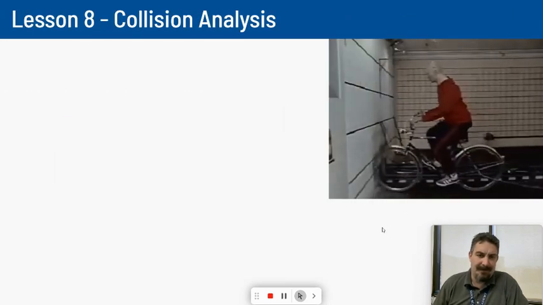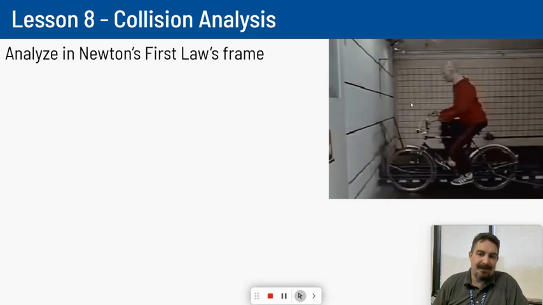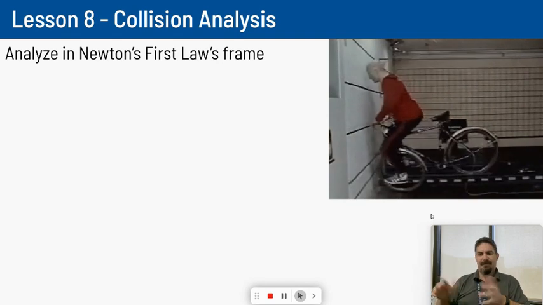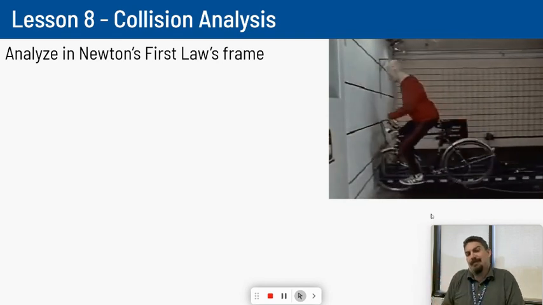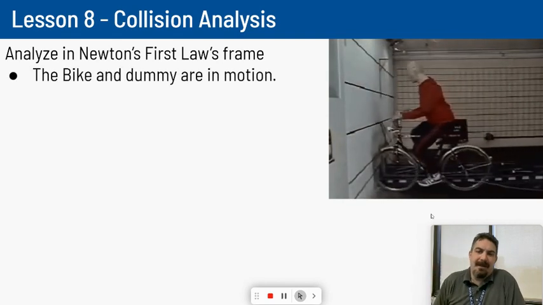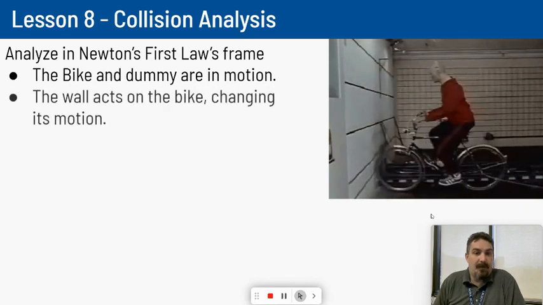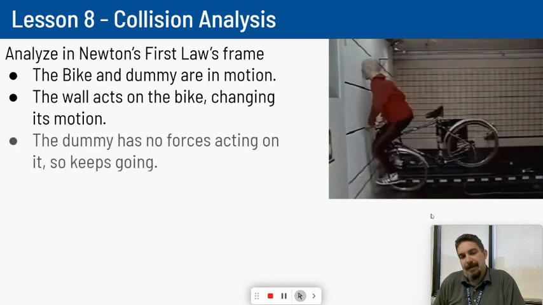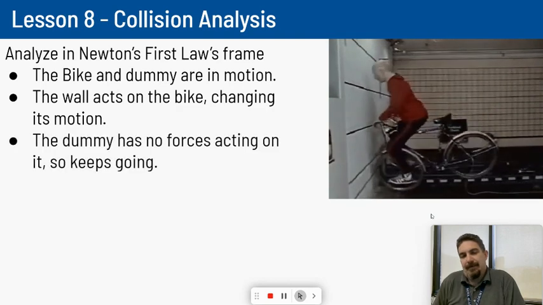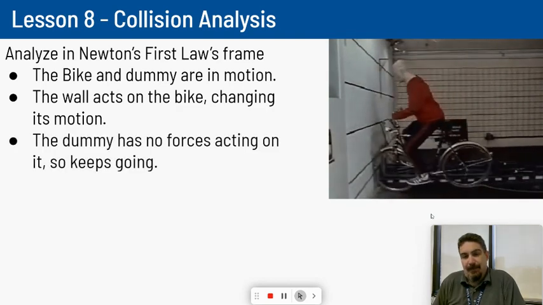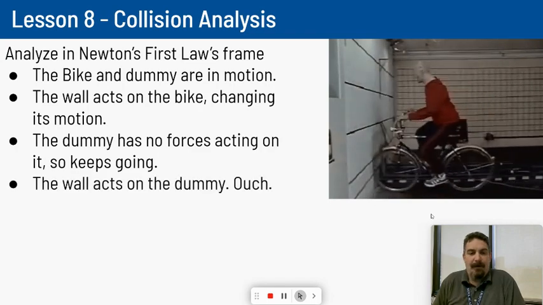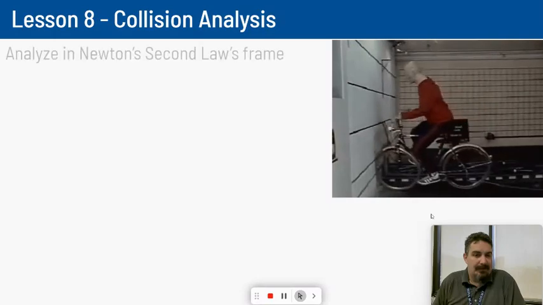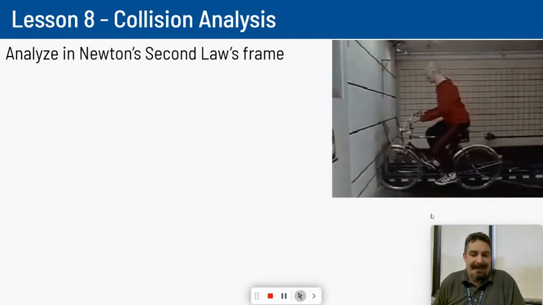Oh, bad to be that dummy. So let's analyze this crash in the frame. That means from the perspective, looking at it through Newton's first law. So the bike and dummy are in motion. The wall acts on the bike, changing its motion. Now, the dummy has no force acting on it, so it keeps going. The wall acts on the dummy. Ouch.